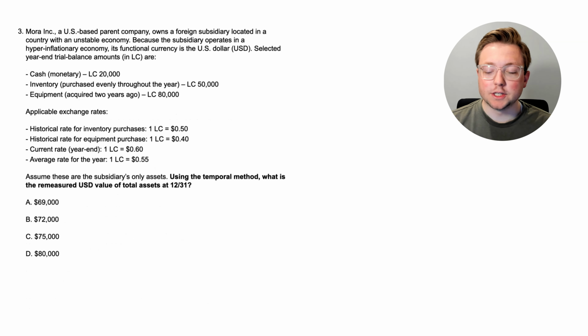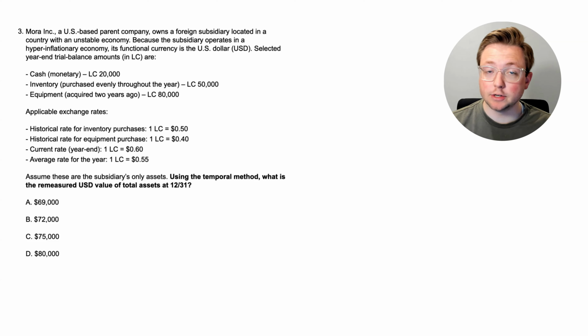All right, here we are at question 3. Using the temporal method, what is the remeasured USD value of total assets at 12/31? Let's go up to the top. Mora Inc., a US-based parent company, owns a foreign subsidiary located in a country with an unstable economy. Because the subsidiary operates in a hyperinflationary economy, its functional currency is the US dollar. Selected year-end trial balance amounts in the local currency are cash, that's monetary, local currency $20,000, inventory, which was purchased evenly throughout the year, local currency $50,000, and then equipment acquired 2 years ago, local currency $80,000.